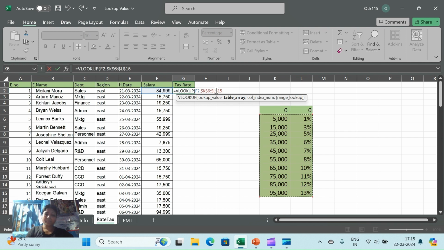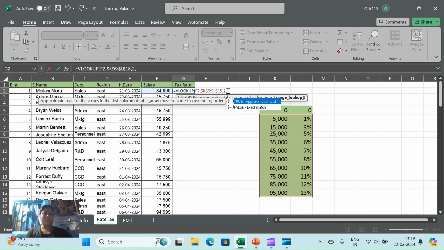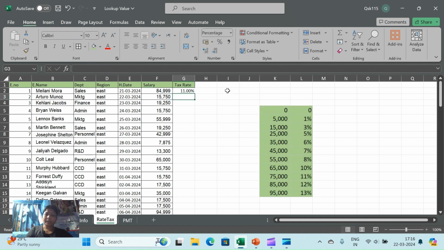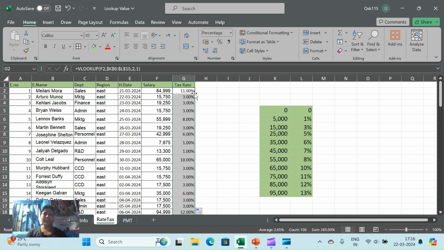Then comma. Then we need the column index number. Column index number would be this, 1 and 2. What are we finding? We are finding the tax rate, so the column index number is where the tax is given. So we need to write 2 here, comma, for an approximate value we need to press 1, close your bracket, enter. Now click here, double click on it, drag. You got the answer, right?